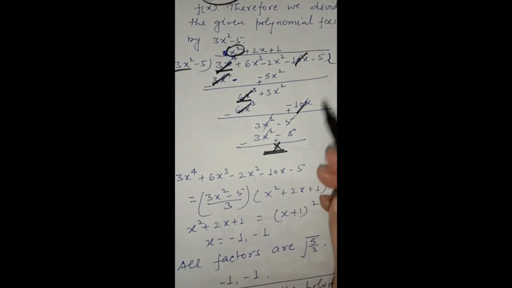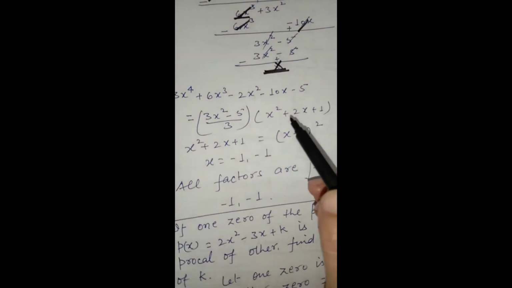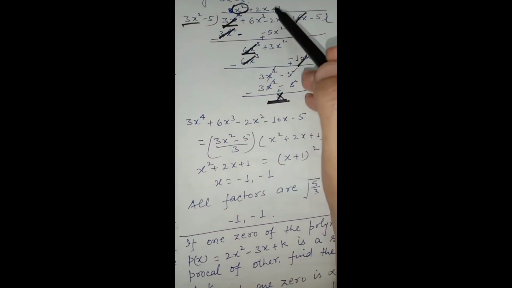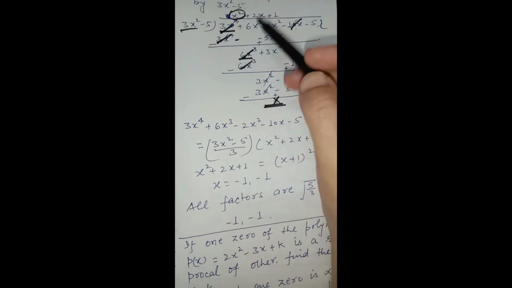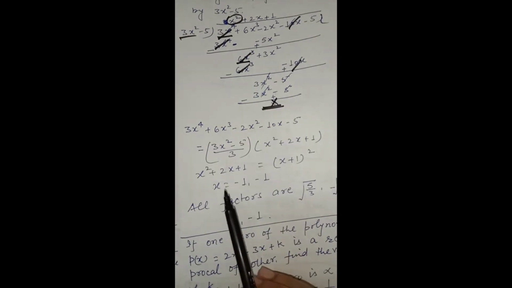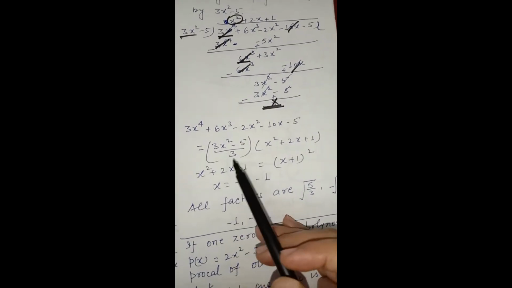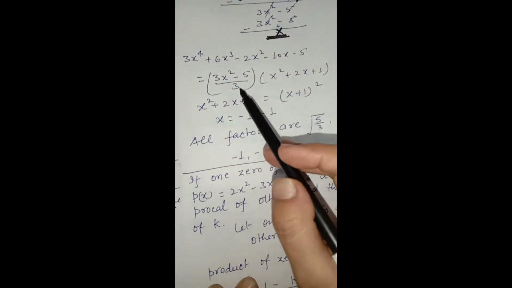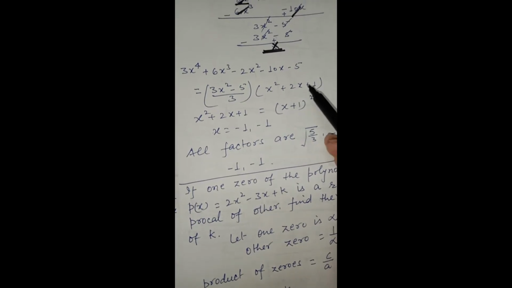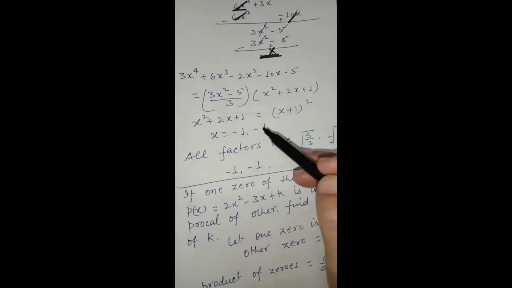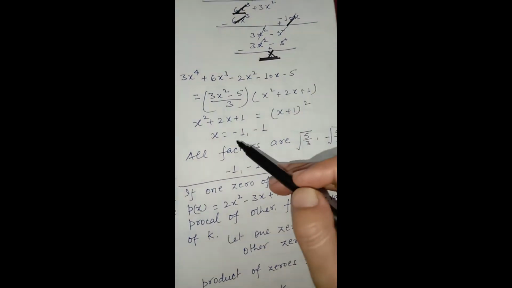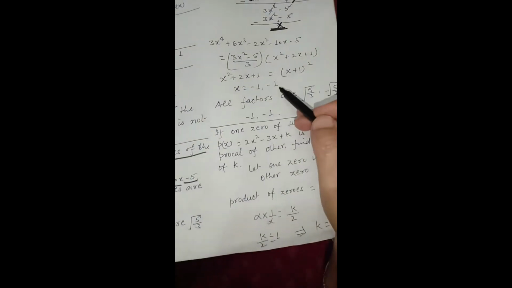No remainder, it means this is a factor of the given polynomial. So this dividend, the polynomial, will have two factors, the quotient and the divisor. This is the quotient and this is the divisor. So this we know it has two factors, root 5 by 3 and minus root 5 by 3. And now we'll solve this quadratic equation, which is the quotient, as we know how to solve it. So we'll solve it and it is a whole square of x plus 1. So we'll get two factors, x equals to minus 1 and minus 1.